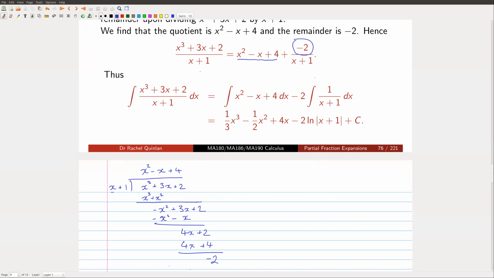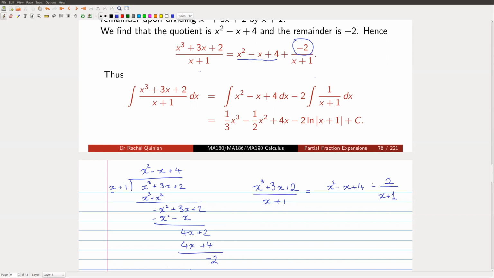So the conclusion is that when we divide x cubed plus 3x plus 2 by x plus 1, we get the quotient x squared minus x plus 4, and we get the remainder minus 2. So basically, x cubed plus 3x plus 2 divided by x plus 1 gives us x squared minus x plus 4 as a quotient. We have a remainder of minus 2, so we also have a term minus 2 over x plus 1.